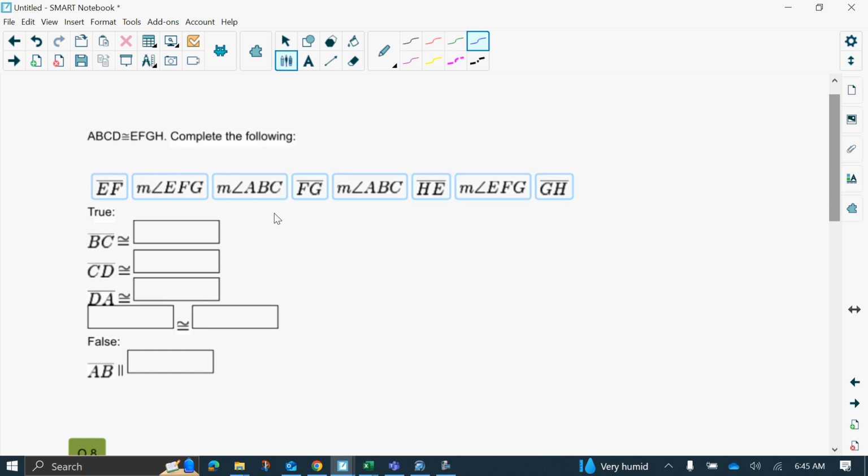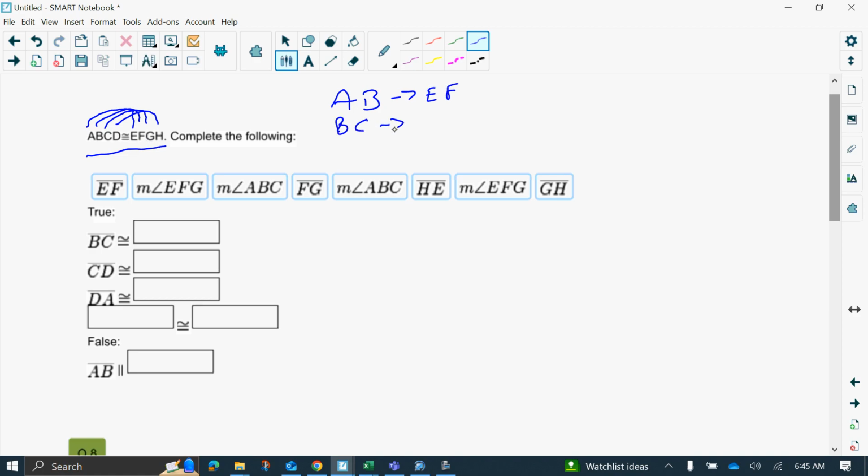Now, this is one that we didn't talk about, but is very simple. It takes, well, not even 2 minutes to understand. Congruence just means matching. So A matches E, B matches F, C matches G, and D matches H. And so that means, since they're matching, AB matches EF.